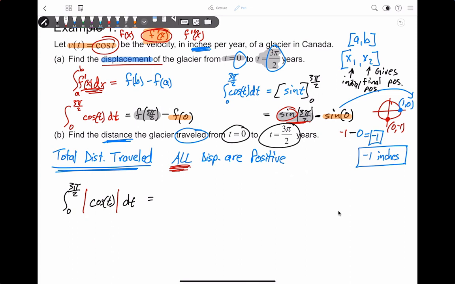So let's say that you don't have a graphing calculator, or maybe you forgot what cosine of t looks like. Well, the way we set this up without a calculator is we're going to find the zeros of cosine of t. So imagine cosine of x is equal to 0. If I were to ask you, where are the zeros of cosine of x? Where do the zeros occur?